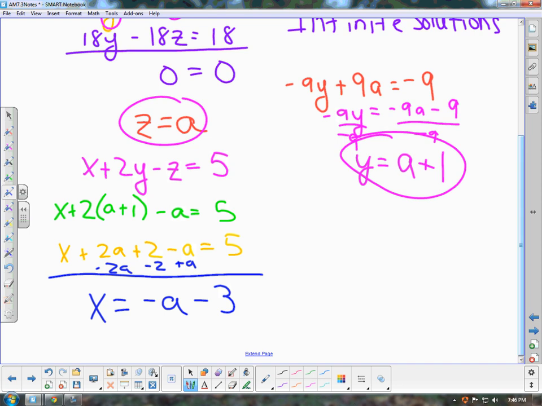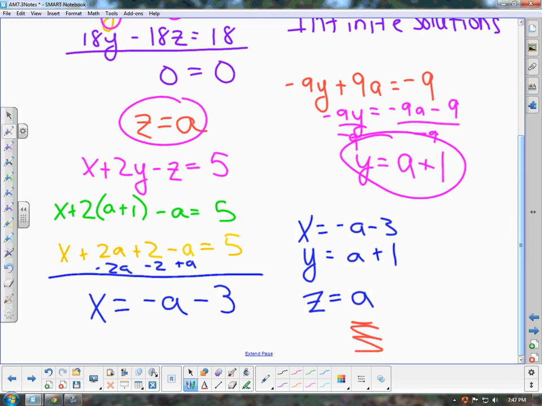And so then your answers would be x equals negative a minus 3, y equals a plus 1, and z equals a. What that tells you is, no matter what value you pick for a, you get a solution. Let's say a is 10, then y would be 10 plus 1, which is 11, and then x would be a negative 13 and z would be 10. And those would be points in that plane.